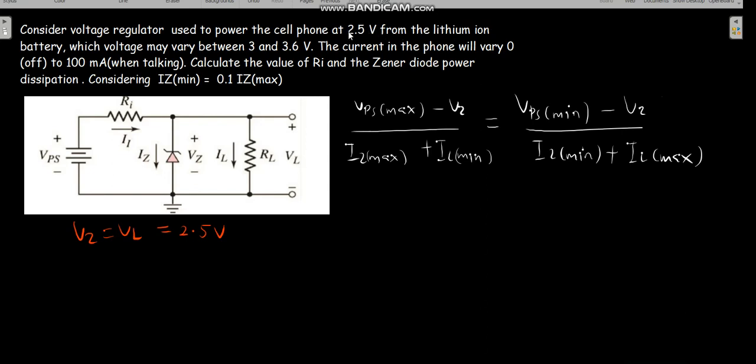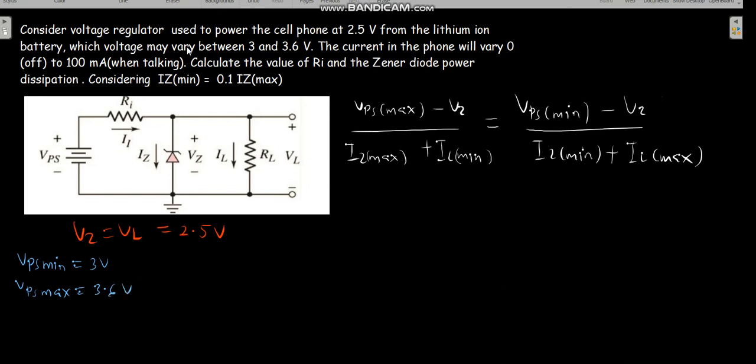The next data we are given is the voltage input. He said he derived the 2.5 volts from the lithium ion battery, whose voltage may vary between 3 and 3.6. So the lithium battery here is the voltage source, which is this VPS here, but it is varying between 3 and 3.6. So I will say that VPS minimum should be equal to 3 volts, and VPS maximum should be equal to 3.6 volts.